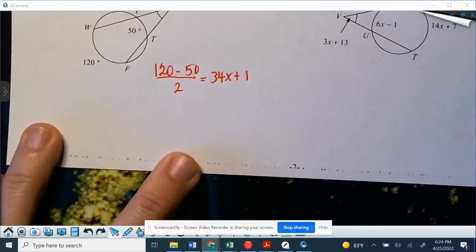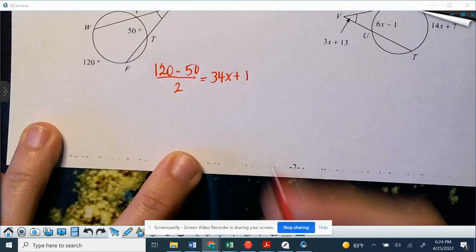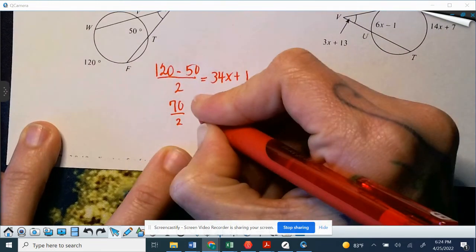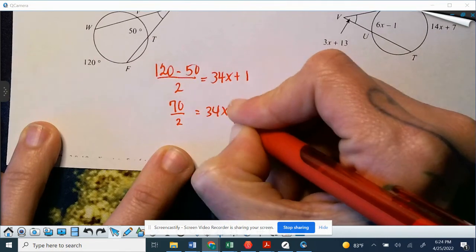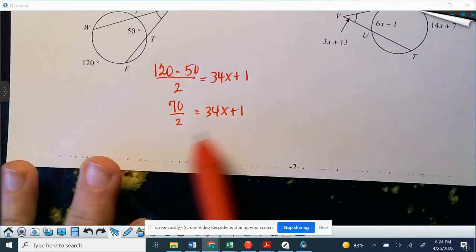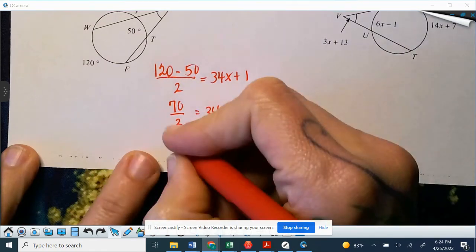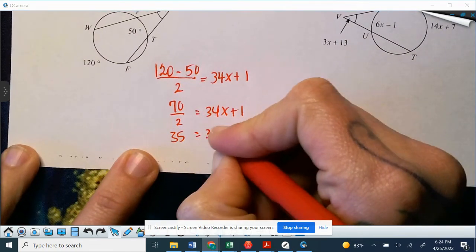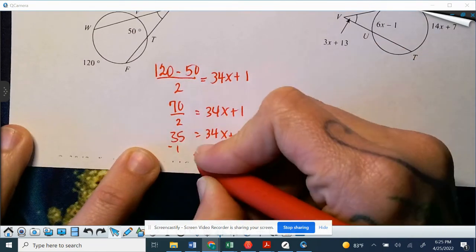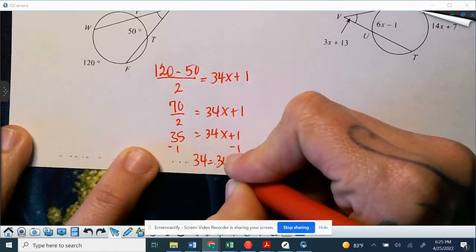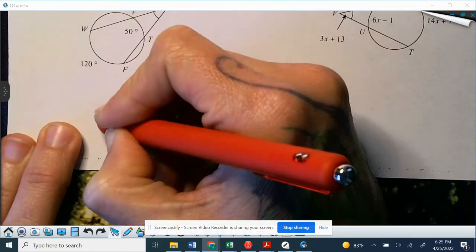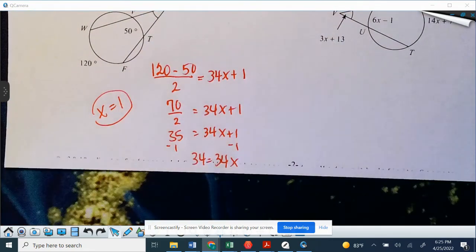I'm going to multiply both sides by, well, we can just simplify this. It's going to be 70 divided by 2 equals 34x plus 1. You can distribute that 2 all the way through and multiply both sides, or we could say 35 equals 34x plus 1. Subtract 1 from both sides. That's going to be 34 equals 34x. And we divide by 34 to get it off the x, so x equals 1 for this guy. So x is going to equal 1.